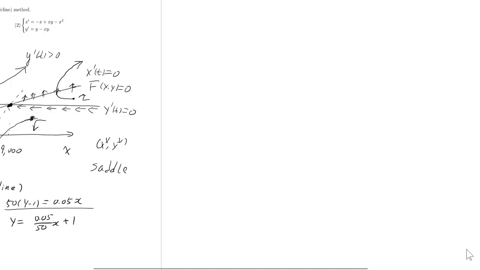Now let's look at our second example, how to sketch a phase diagram for a two-dimensional dynamical system. We start with looking at what kind of nullclines we have. So we have x prime is equal to f of x, y, and the function is negative x plus xy minus x squared. And we set it to 0.